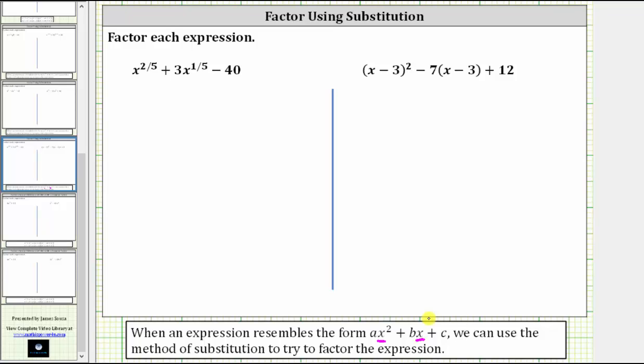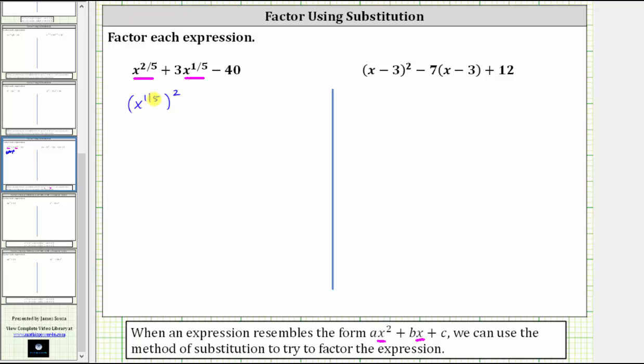Our first expression is x raised to the power of 2/5 plus 3x raised to the power of 1/5 minus 40. Notice how the middle term has a variable factor of x raised to the power of 1/5. We need to verify if we square x raised to the power of 1/5, we will get x raised to the power of 2/5. So if we have x raised to the power of 1/5 and we square it, notice how we do get x raised to the power of 2/5, because when we have powers raised to powers, we multiply the exponents.